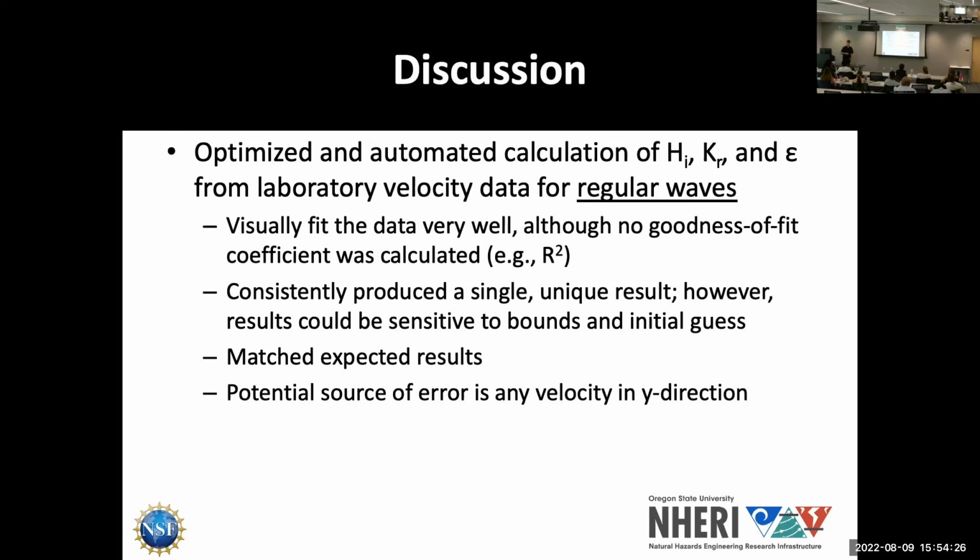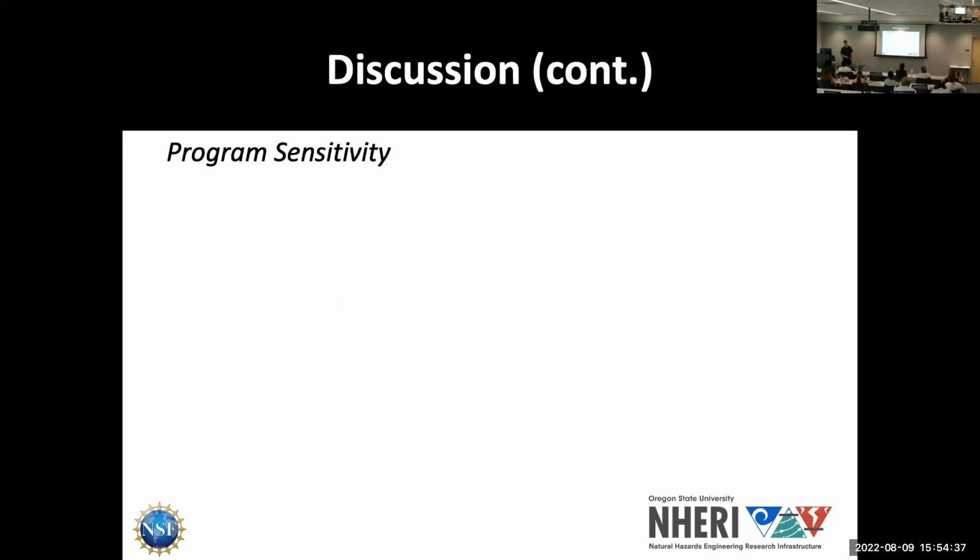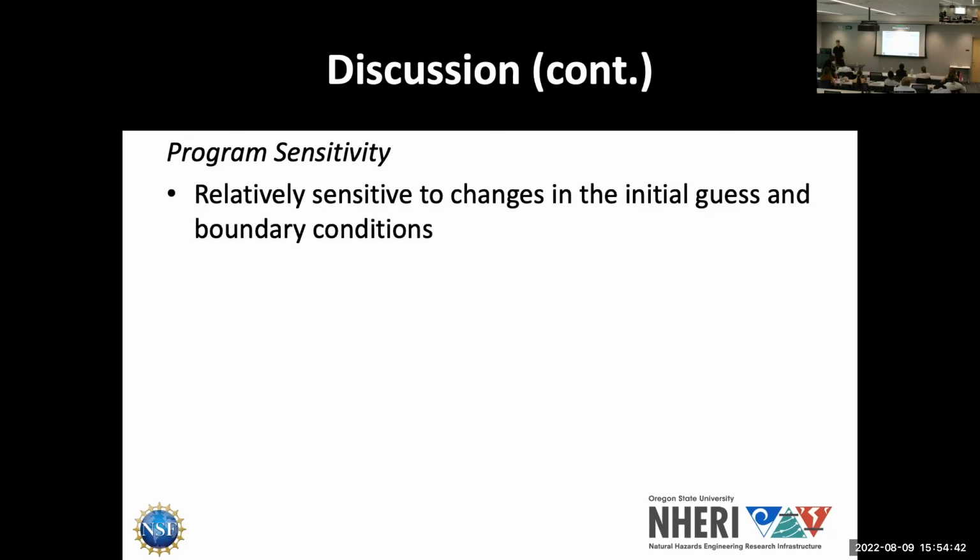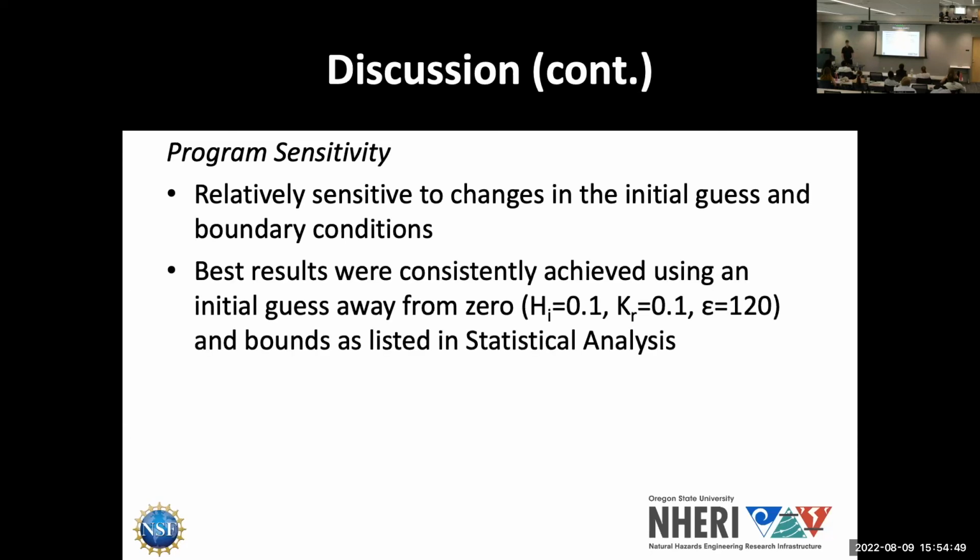And finally, I should mention a potential source of error was any velocity that may exist in the y direction. That's the sideways direction in the wave flume. The linear wave theory equations assume that to be 0. Okay, I've hinted at this a couple times now as the program sensitivity. The MATLAB program was relatively sensitive to the initial guess and boundary conditions. We found that the best results were consistently achieved using an initial guess away from 0, as shown in the parentheses here, and with the bounds listed in the statistical analysis section.